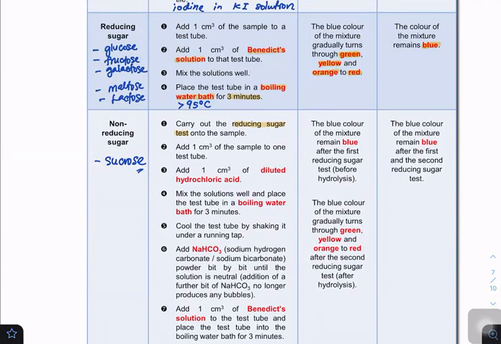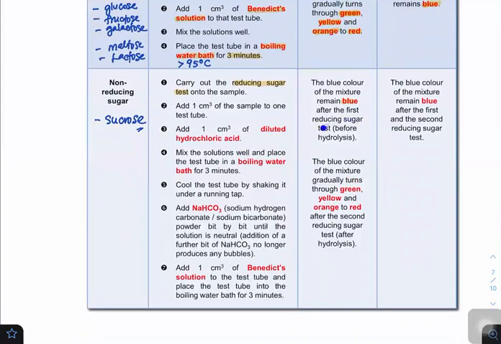What you're going to get here is blue at first. So we say that before hydrolysis, it should stay as blue color. So we get a fresh sample again. But this time, we don't straight away run the reducing sugar test. We're going to use dilute hydrochloric acid. So we add 1 cm cube of sample and 1 cm cube of dilute hydrochloric acid.